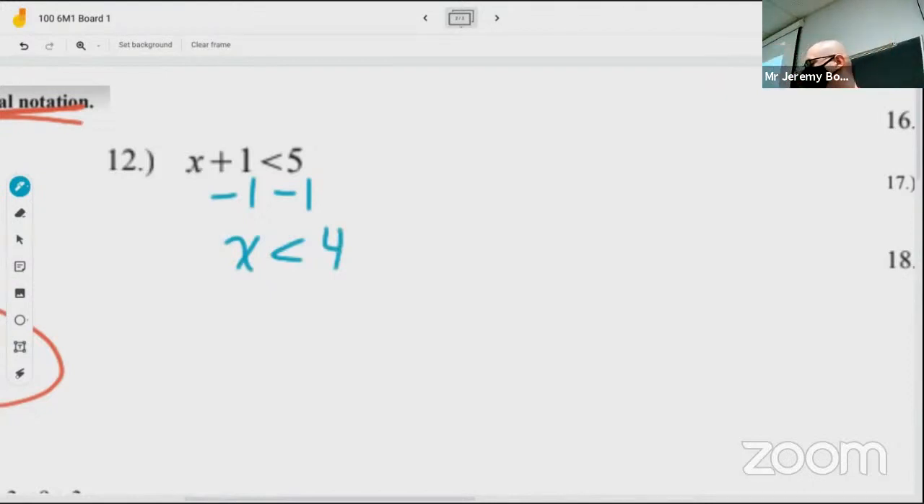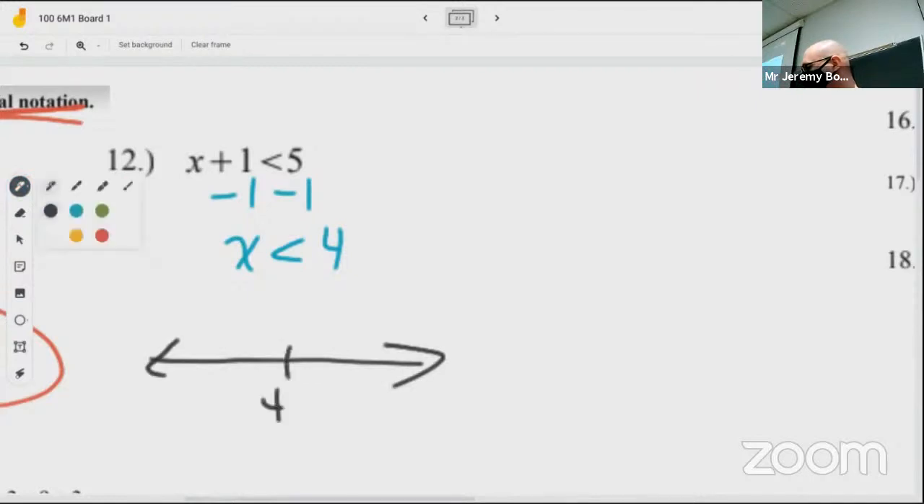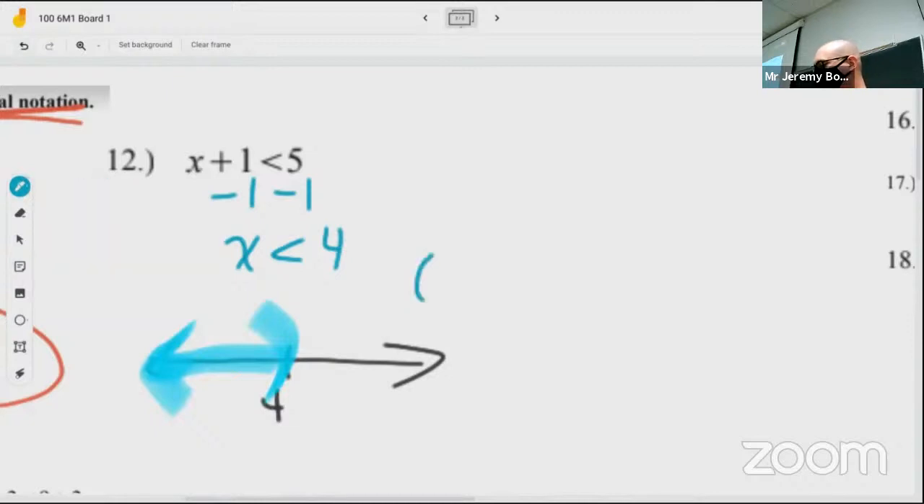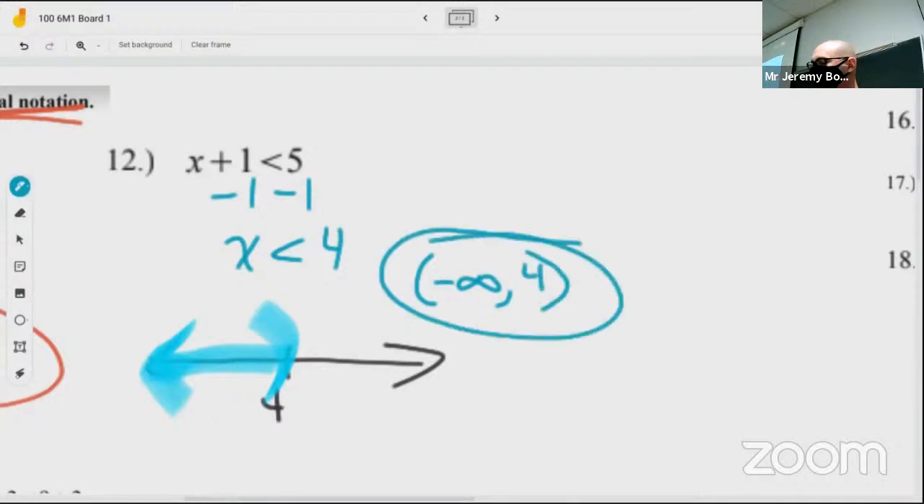So once you have that, we'll write an interval notation. If you need to, use the number line. If it's less than 4, that means it's on the left of 4 here. And since it's not equal to it, we'll put a parenthesis. And so my interval notation would be -infinity to 4 with a parenthesis on both of those. Any questions on 12?